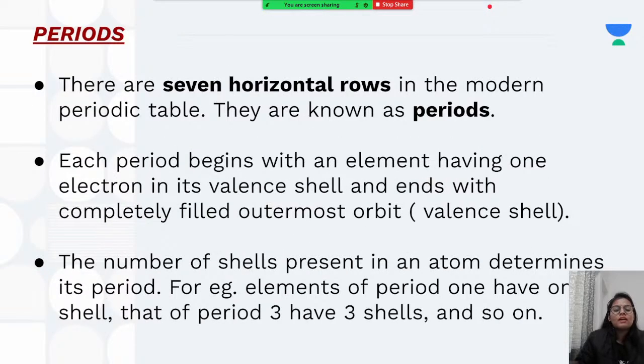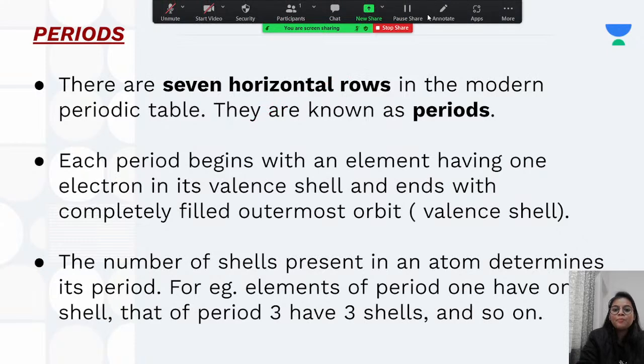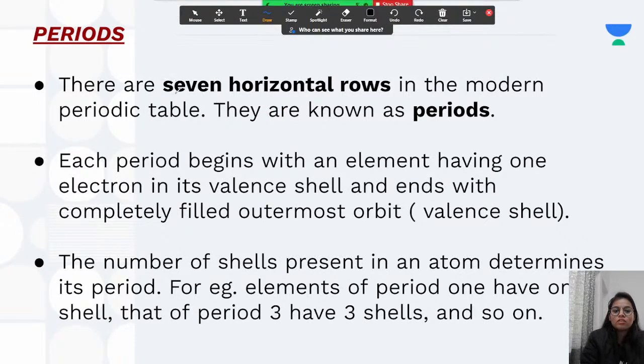Then we have periods. There are 7 horizontal rows, and these rows are known as periods. So what is the total number of periods and the total number of groups present in the modern periodic table? It is a very important question. There are 7 horizontal rows, which makes 7 periods.